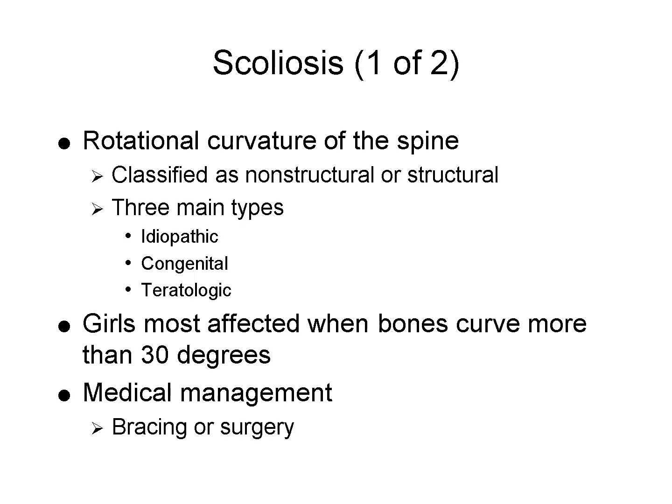Scoliosis is a rotational curvature of the spine. It can be non-structural, postural or temporary, or structural, involving fixed spinal deformity. Idiopathic scoliosis is the most common form, especially in adolescent girls. Bracing may prevent progression, while severe curves may require surgery.